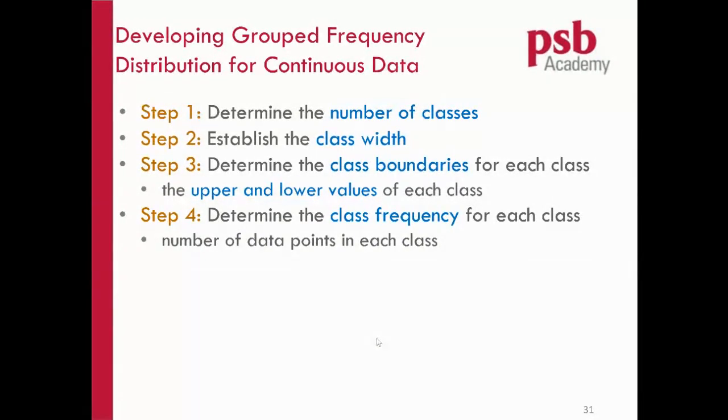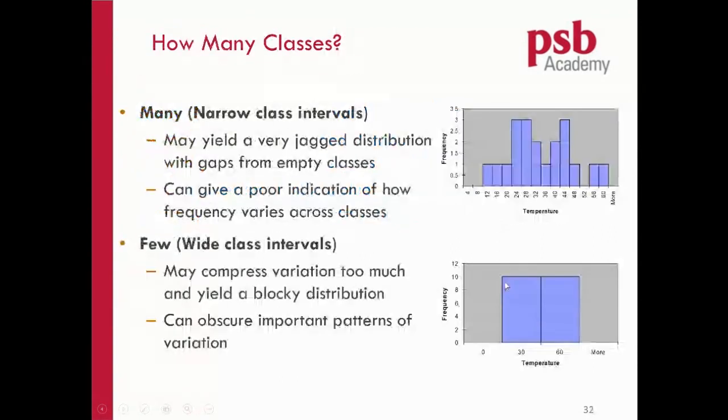Okay, right. So we're going to look at how we define the number of classes, how we find the class width, then we decide what number to start from for each class and how big it is. The class width is how big it is. The boundaries are from where to where, 10 to under 20, that's the boundaries. Okay, then we find out what's the frequency.